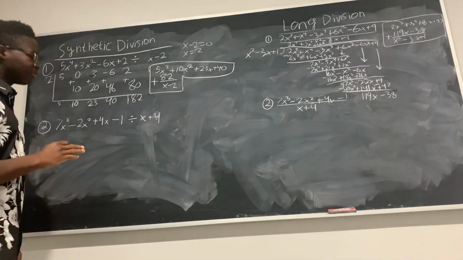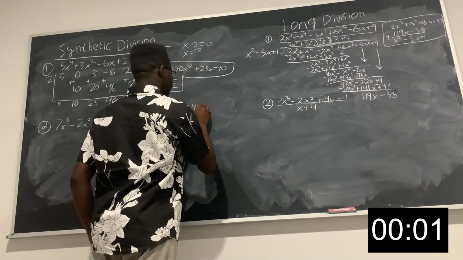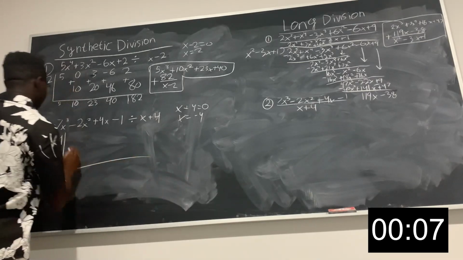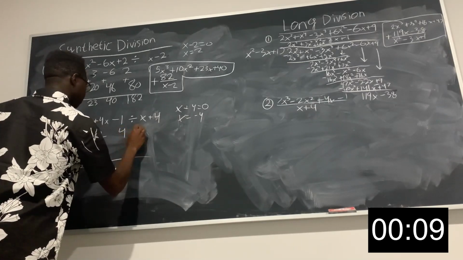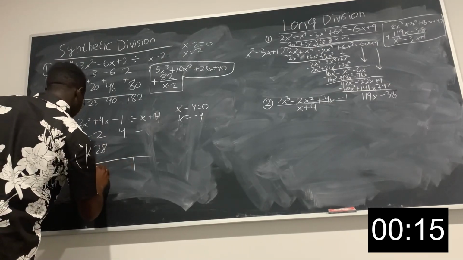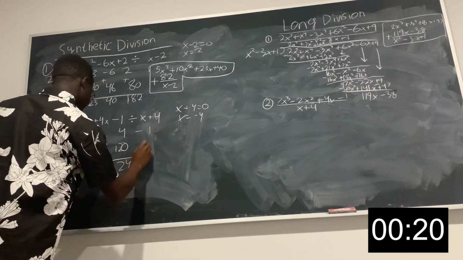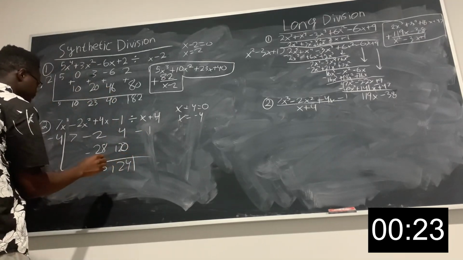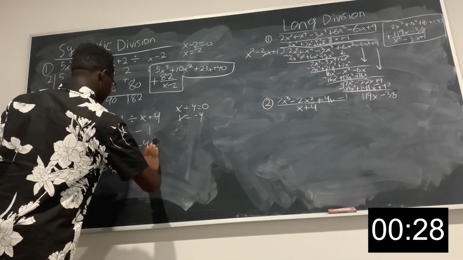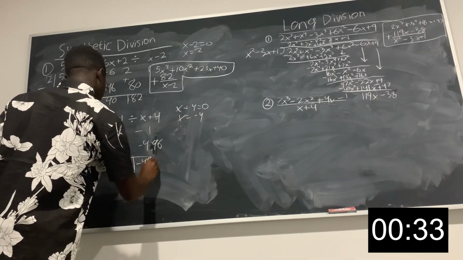All right, now we're going to time synthetic division starting now. 0. And then 2, 4, negative 1, that's 7. Here, 120, then 124, then negative 4. 124 times negative 4 is going to be negative 496. And then after all that, negative 497.